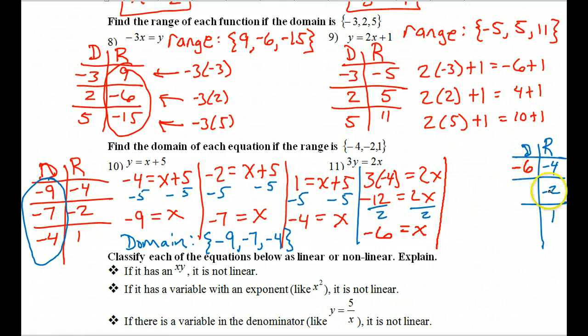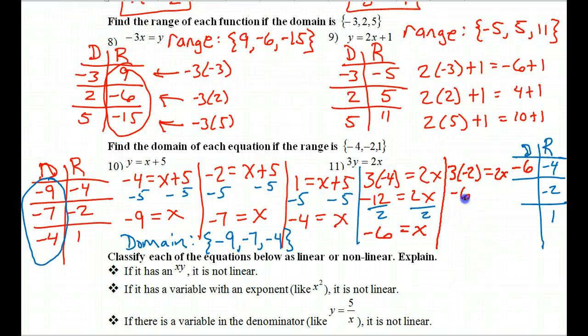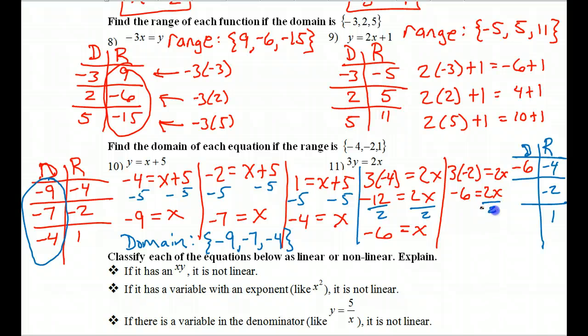Okay, let's do that again with -2. So this would be 3 times -2 is equal to 2x. If I divide by 2, no, not yet. So that'll be -6 equals 2x. Now if I divide by 2, like so, that's going to give me -3. It's going to give me x equals -3. So I've got that value.